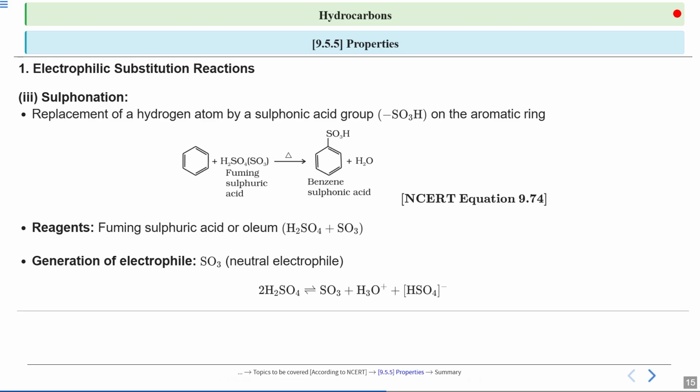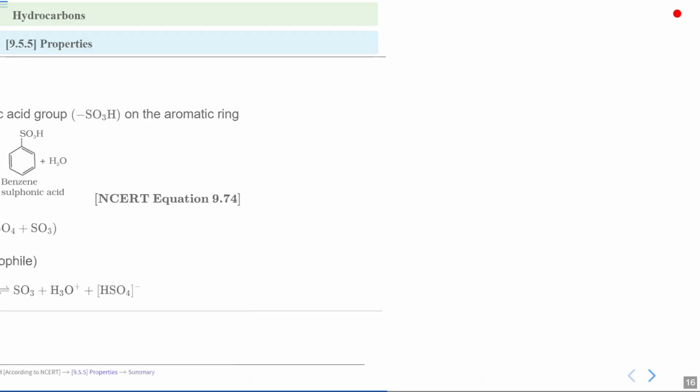So, what is the reaction? The equation shows 2H2SO4 giving SO3, H3O+ and HSO4-, and explains how SO3 is produced from sulfuric acid. Two molecules of sulfuric acid interact to generate one molecule of SO3, a hydronium ion and a hydrogen sulfate ion, HSO4-. This step is crucial because it provides the SO3 needed for the sulfonation reaction.